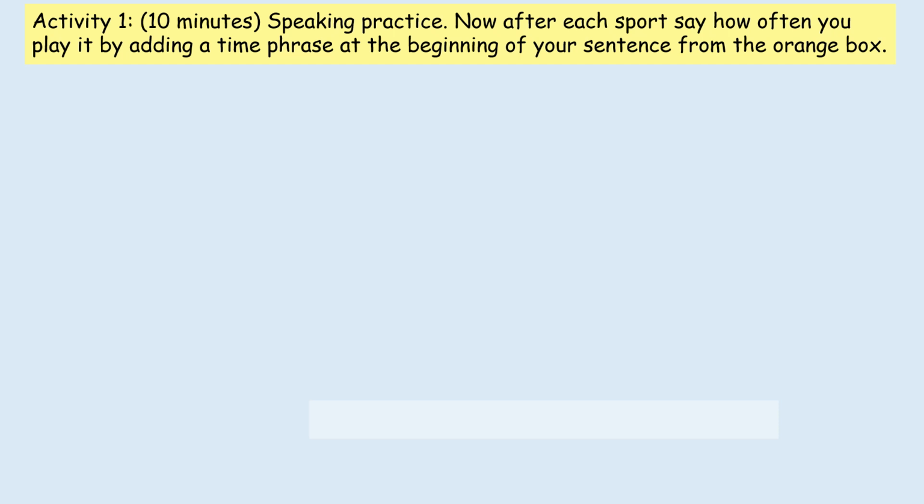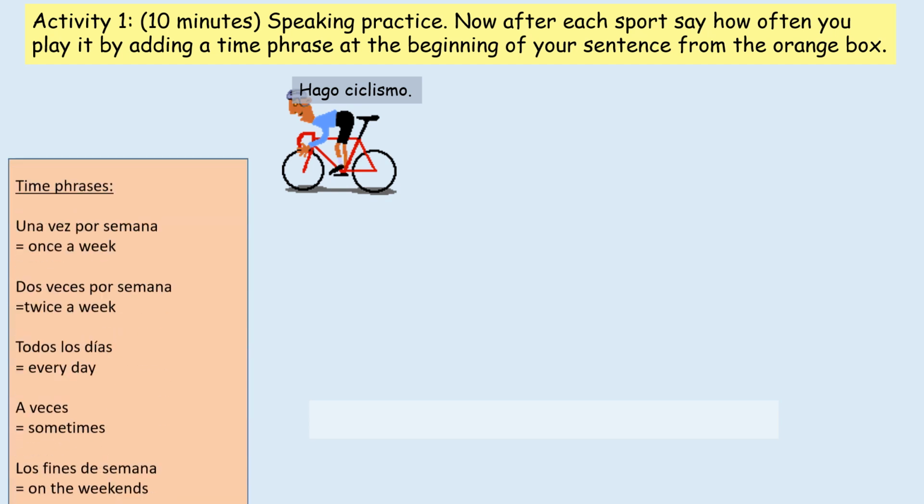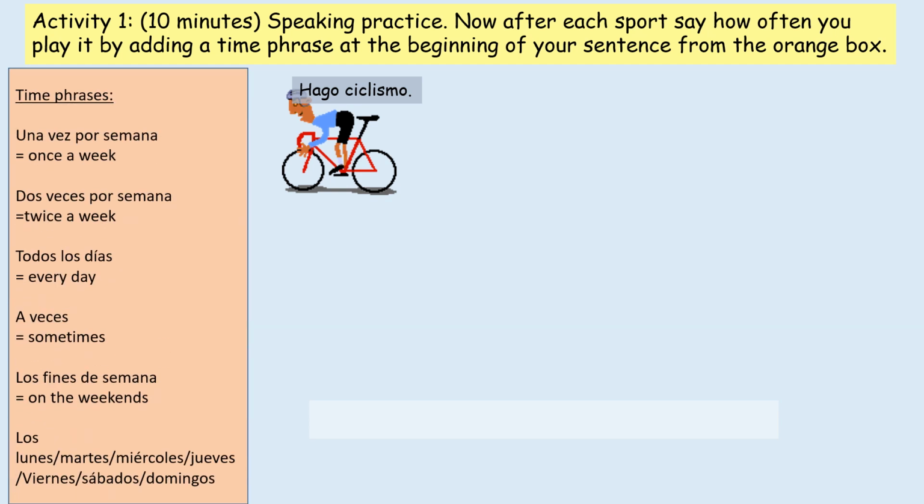Okay, continuing our speaking practice. Now after I say each sport, you're going to add how often you play it by adding a time phrase at the beginning of your sentence from the box on the left. For example, I would say hago ciclismo. You would pause your video, then choose a time phrase from this orange box here. For example, I might say todos los días hago ciclismo. Every day I ride my bike because I ride to work. So let's have a go. Remember to pause the video in between each sport. Off you go.